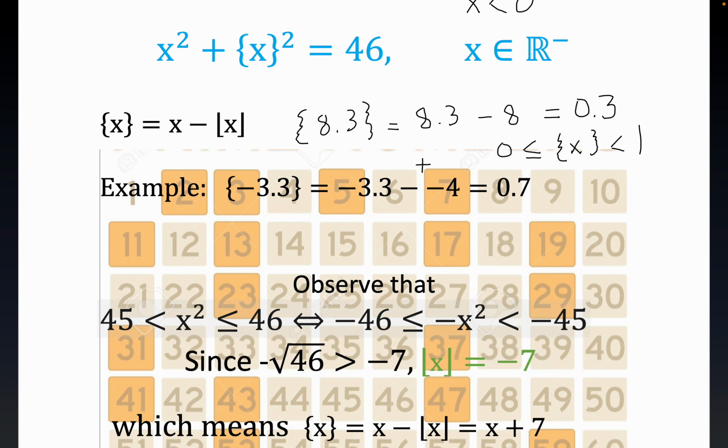These are the conditions imposed on the x variable, right? It's trapped, the squared portion of it is trapped between minus 46 and minus 45.